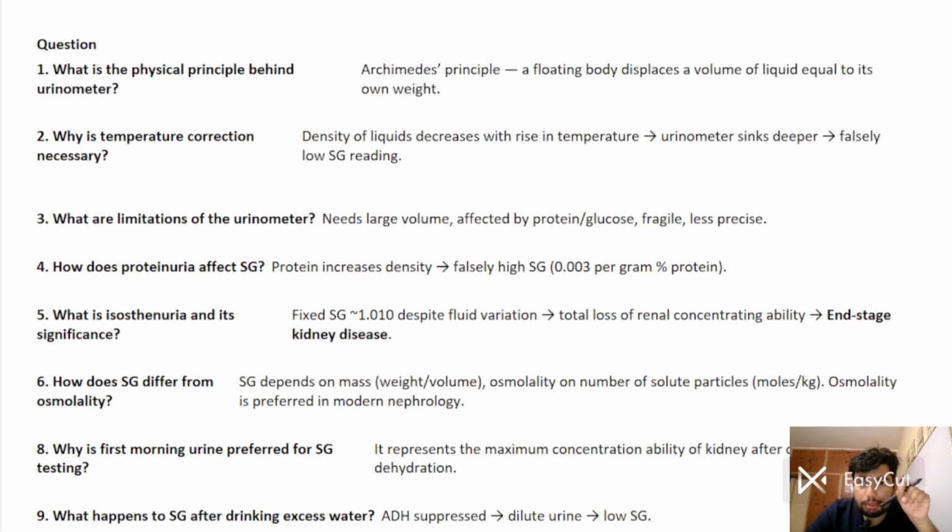How does proteinuria affect the specific gravity? A false high positive comes in proteinuria. Why? Because your overall density is increased due to protein. Okay, right?